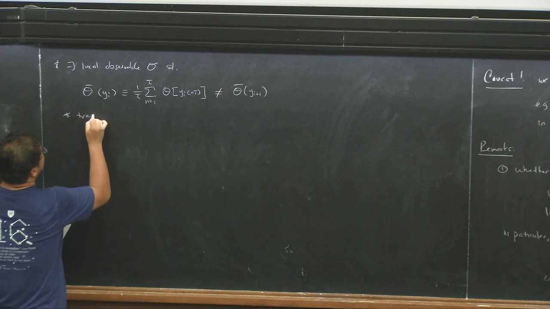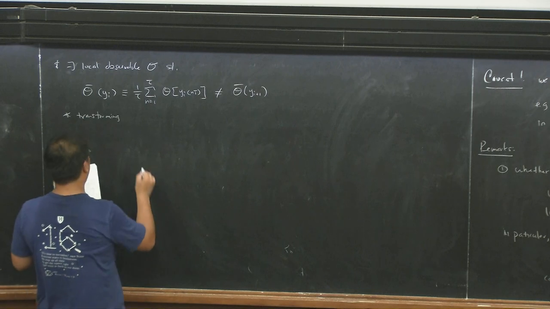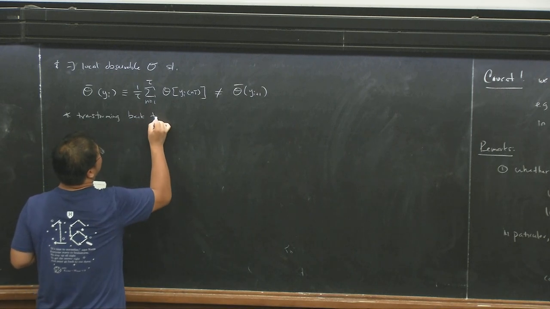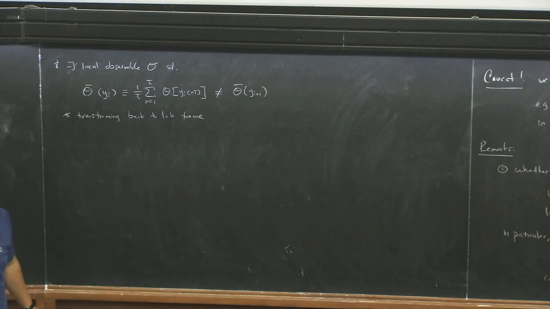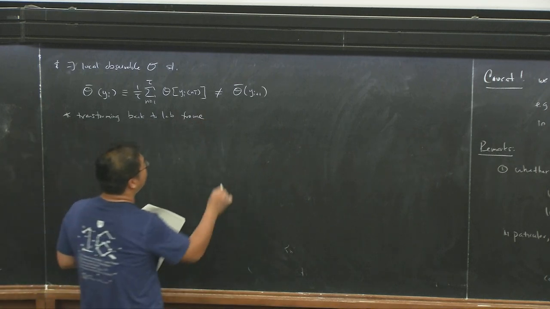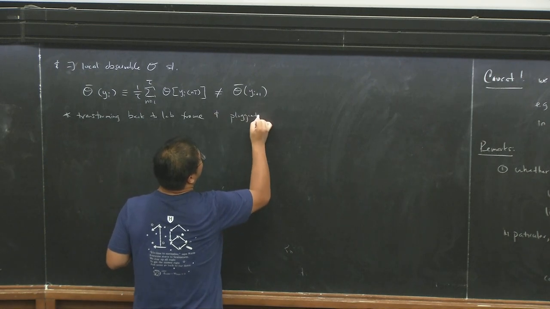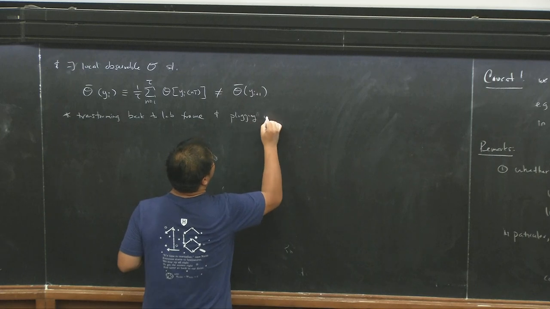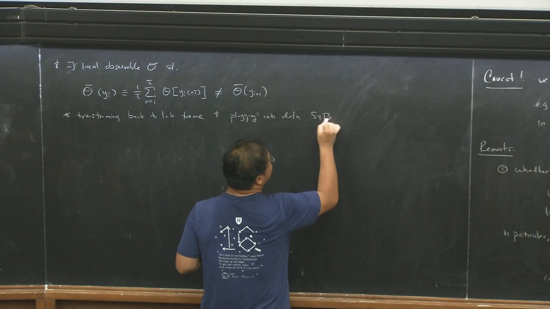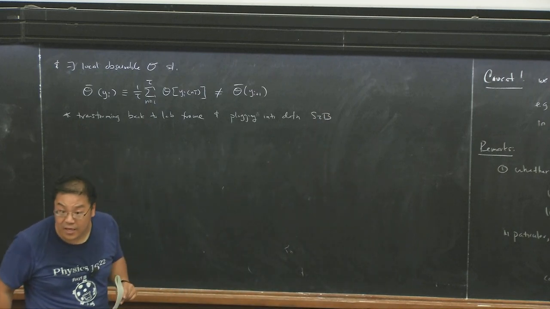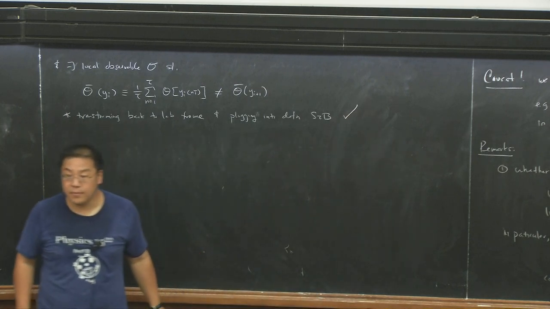In principle, as soon as you transform back to the lab frame, so undoing either the canonical transformation or the unitary transformation, and plugging into the literal definition of S tau B that we had in the middle of the last lecture, you will find precisely that that's satisfied.